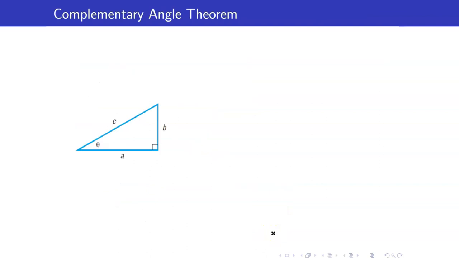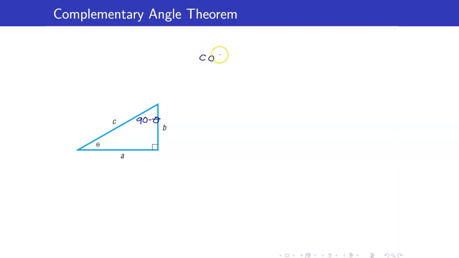It's also important to use the complementary angle theorem. First, let us recall what complementary angles are. Two angles are said to be complementary whenever their sum is equal to 90. If you look at the two acute angles in your right triangle, since this is already 90, that means that these two angles must be complementary. They must add up to 90 also. So this one should be 90 minus theta.